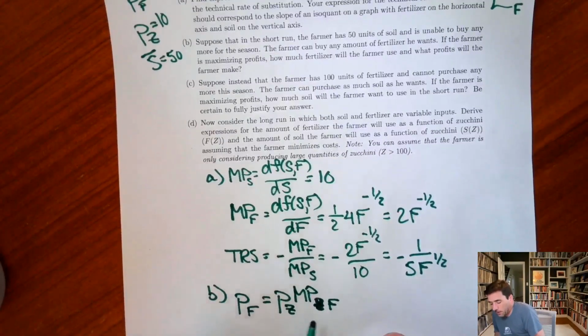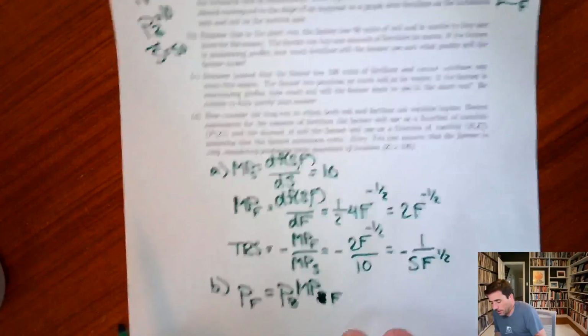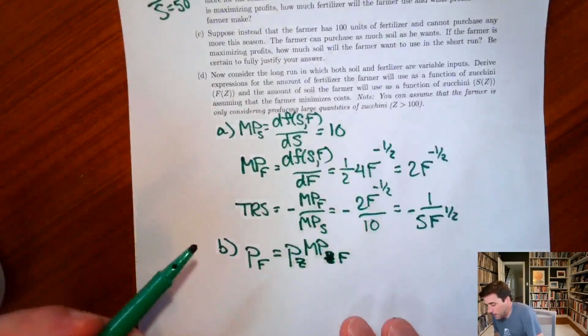If PF was smaller than this thing on the right, we should use more fertilizer. We'll make more money. If PF was bigger, the last unit of fertilizer didn't cover its costs, so we shouldn't have used it. So we're going to use it up to the point where this is true. Okay? All right, so now it's time to just plug in.